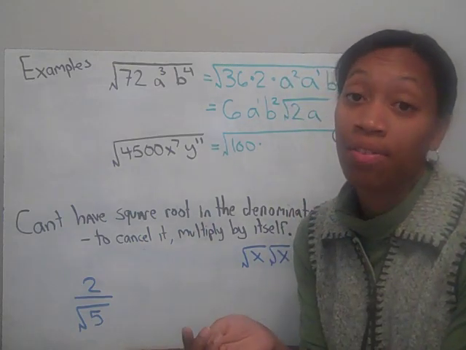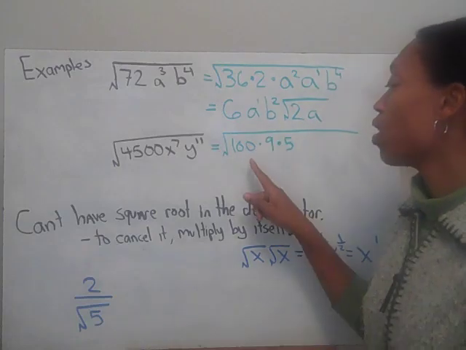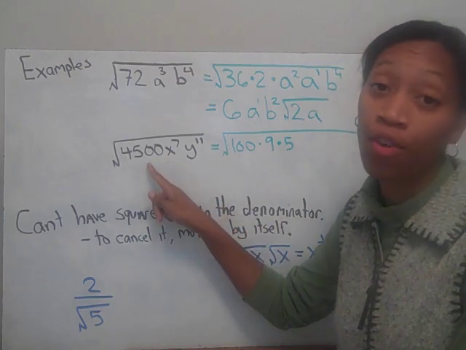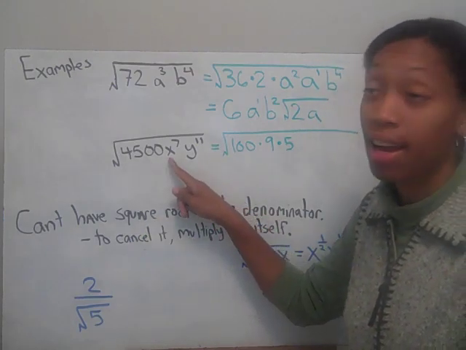45, 5 goes in evenly, 9 times 5. 9 is also a perfect square. 100 times 9 times 5 will give me 4,500. Now we're going to break the x to the 7 down.